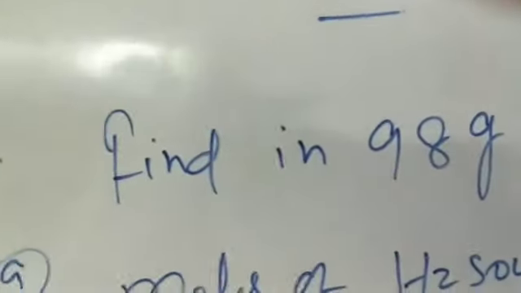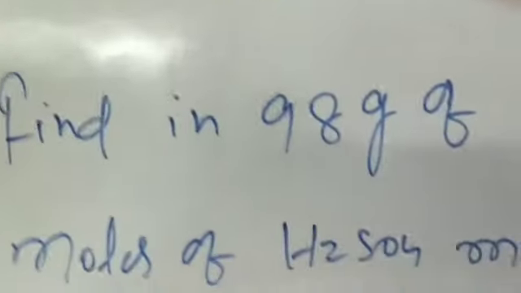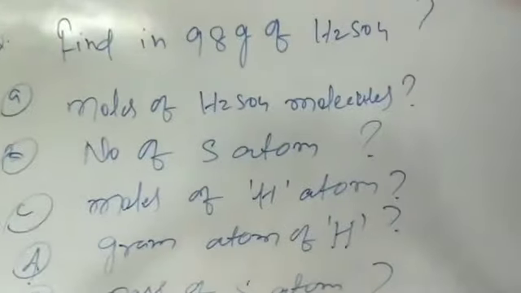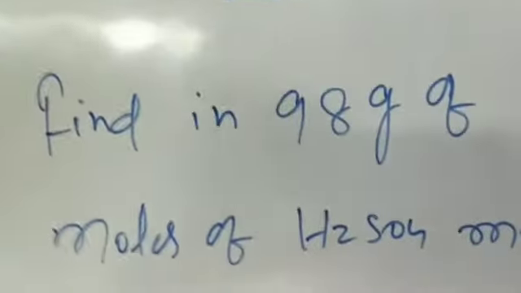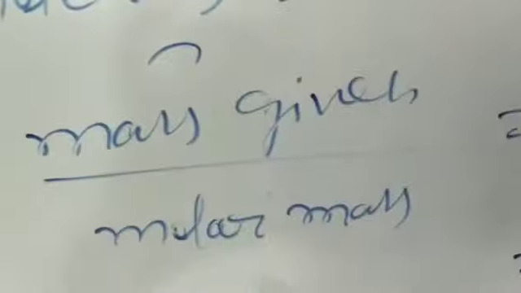Now I am explaining how to solve this first type of question very easily. For the first question, moles of H2SO4 in 98 gram of H2SO4. The answer to the first question is moles of sulfuric acid molecule. According to the formula, number of moles is equal to mass given divided by molar mass.